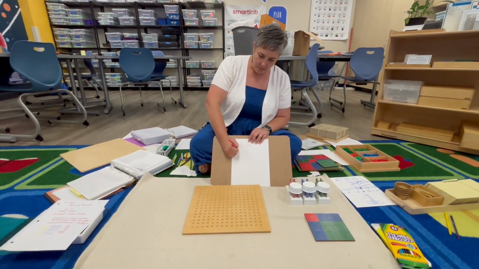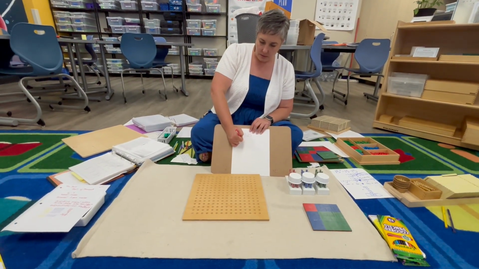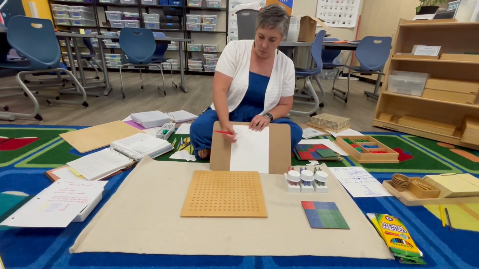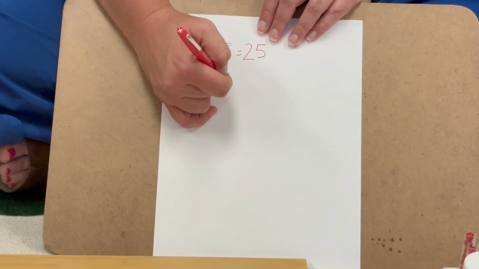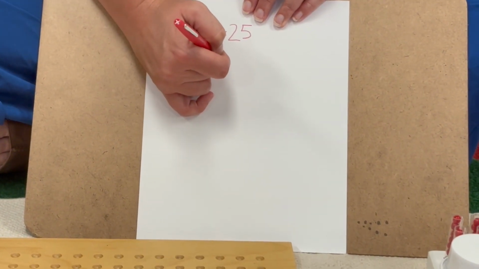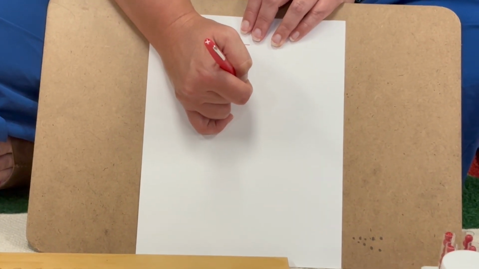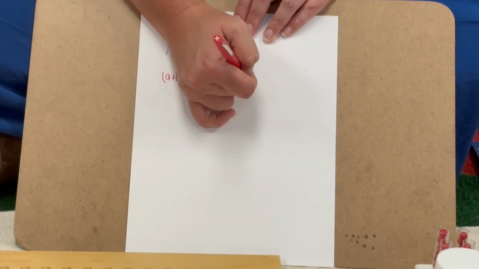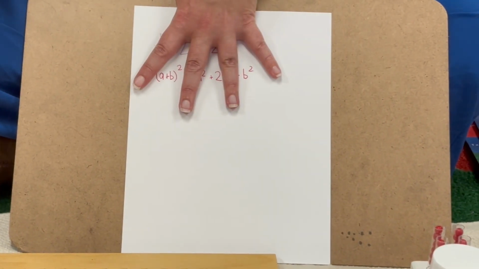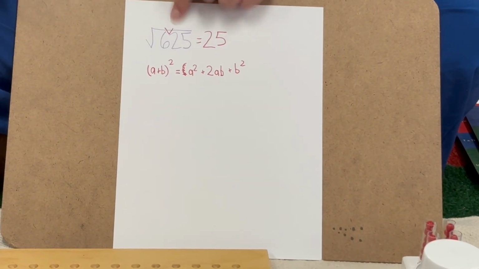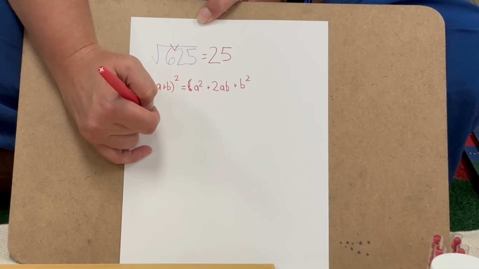We said (a + b) squared equals a squared plus 2ab plus b squared. All right, so we're going to use that to find the square root of 625. So we're just going to write it down again.